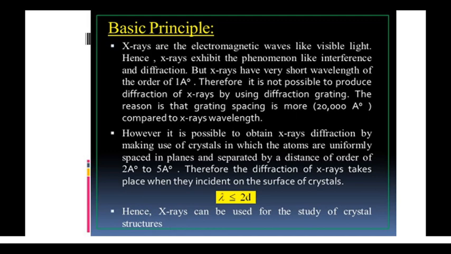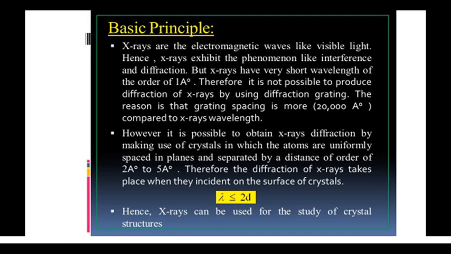I think it's clear to you. We cannot use a diffraction grating for observing the diffraction of X-rays. So, we are using crystals instead of a diffraction grating to obtain the X-ray diffraction. And in crystals, we know that the atoms are uniformly spaced, similar to the uniformly spaced slits in a diffraction grating.